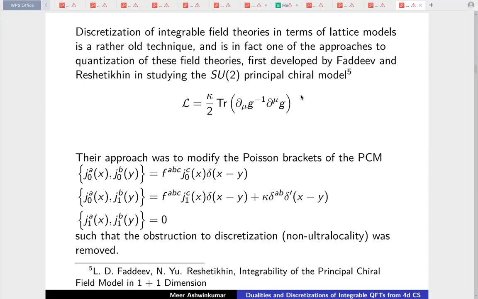And their approach was to modify the Poisson brackets of the principal chiral model. These are the Poisson brackets of the principal chiral model, but because of the form of these Poisson brackets having this derivative of the Dirac delta function over here, the discretization is actually obstructed because this term leads to some non-local contact terms when you try to discretize. So what they did was, in an ad hoc manner, they removed this obstruction, and then they discretized the resulting model.